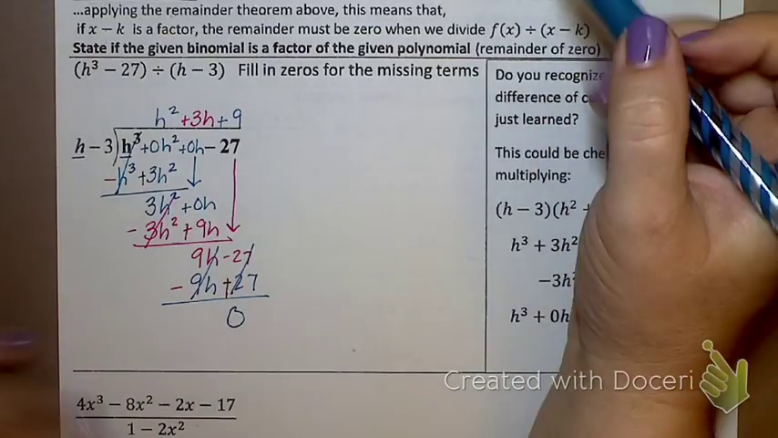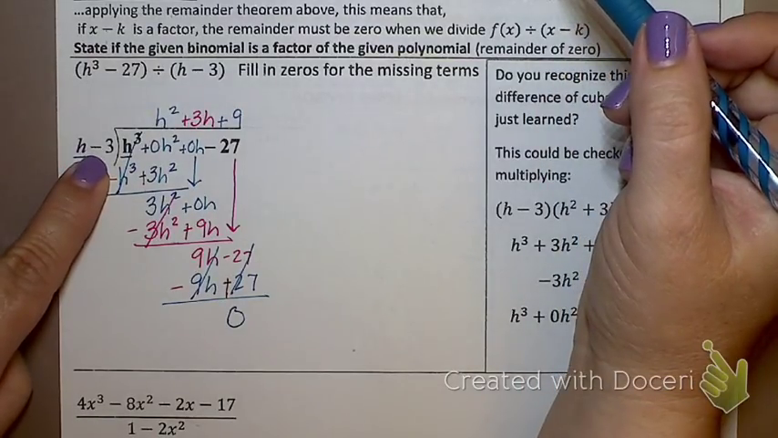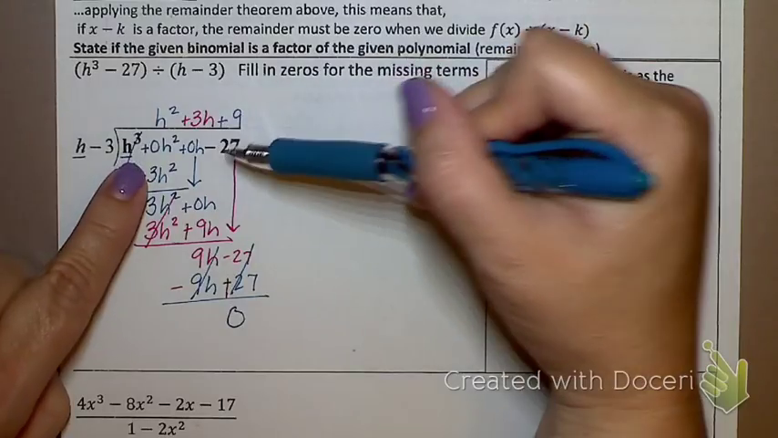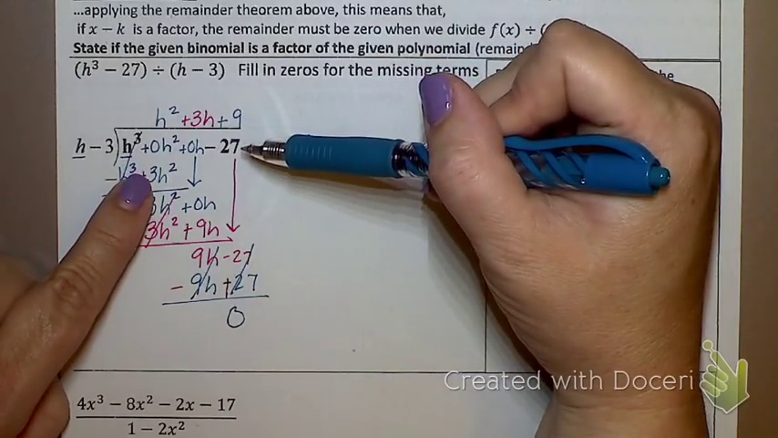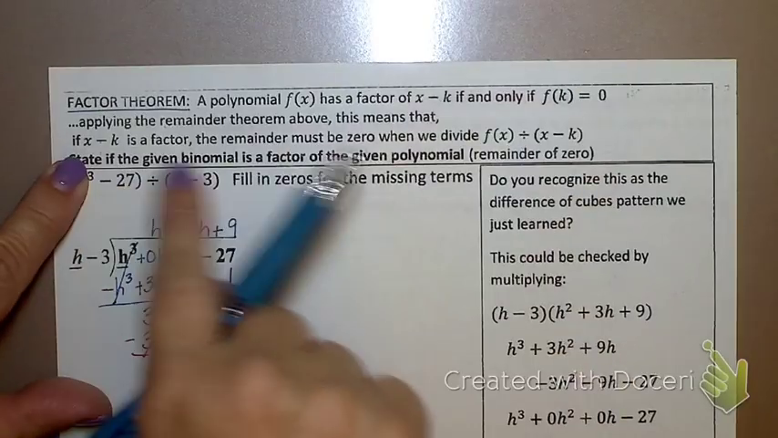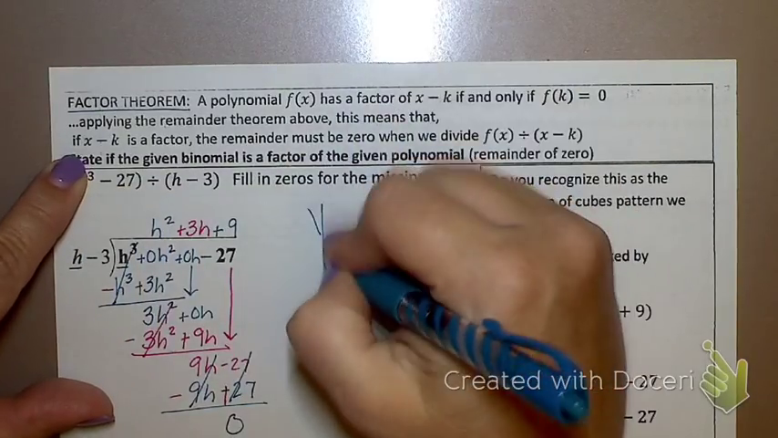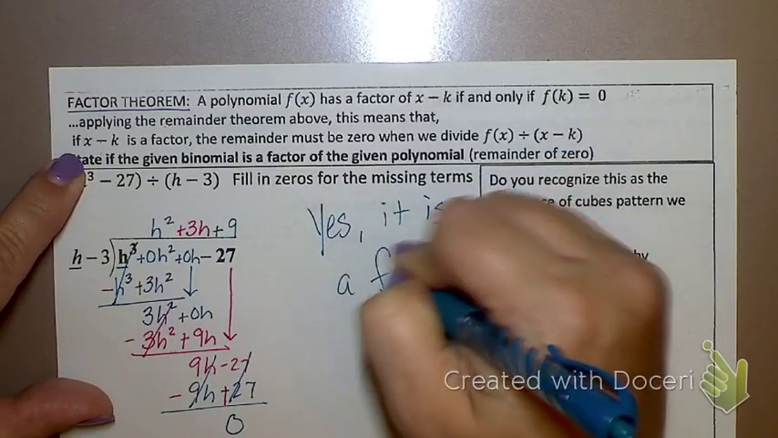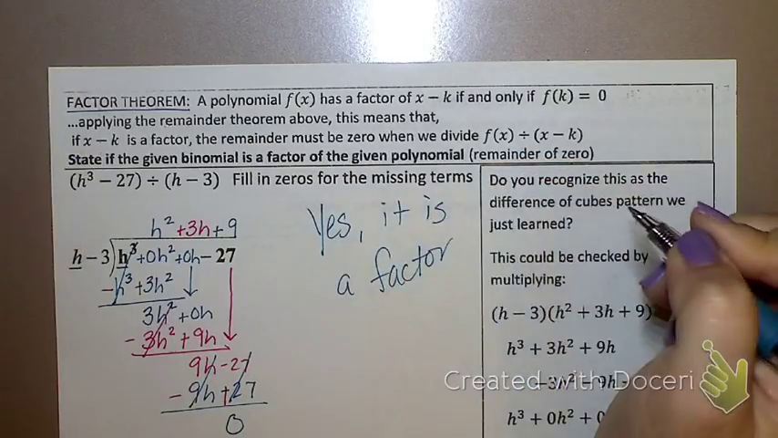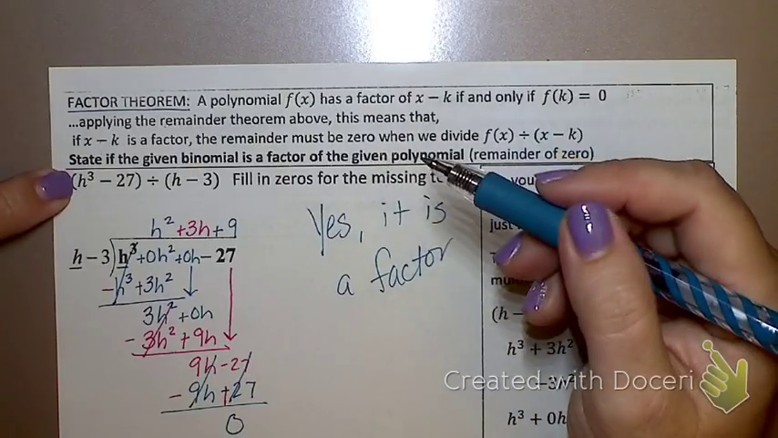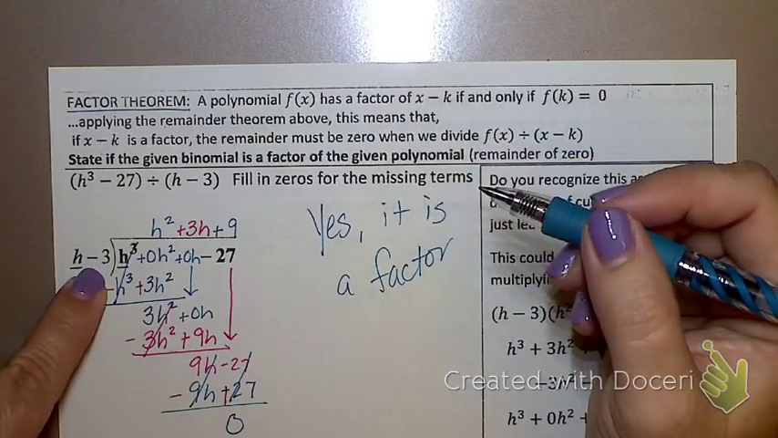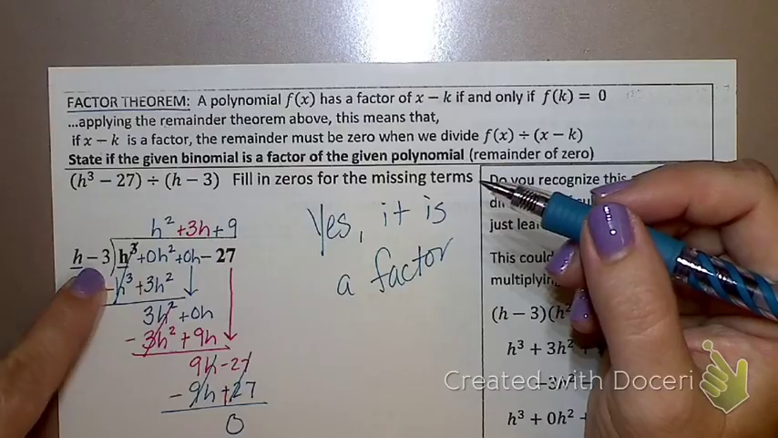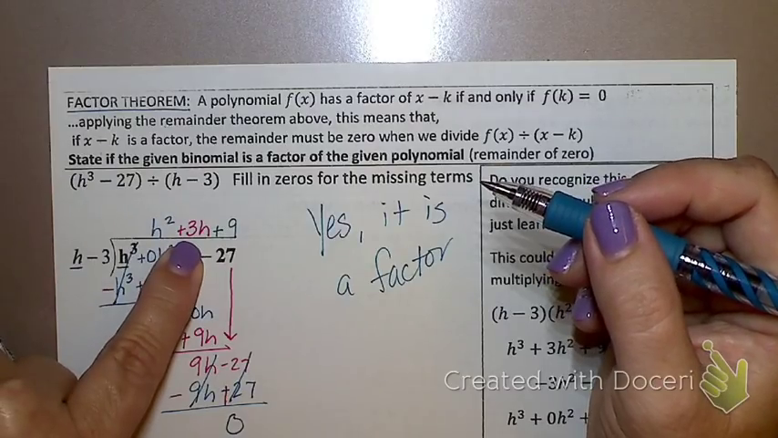So here's my question. Is h minus 3 a factor of h cubed minus 27? It is. So if it asks, is the binomial a factor? Yes, it is a factor. Meaning if I were to factor h cubed minus 27, one of the parentheses would be h minus 3. What would the other parentheses be? h squared plus 3h plus 9.